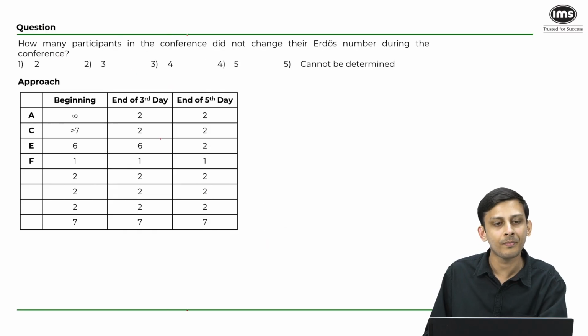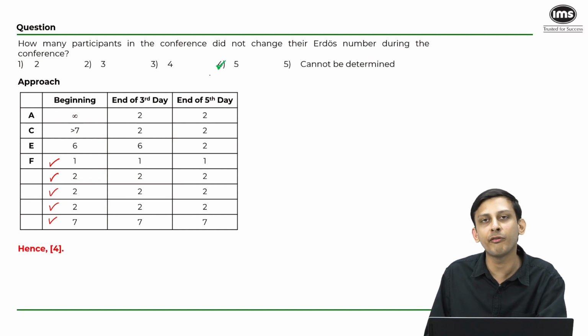If you look at this first question, how many participants in the conference did not change their Erdos number during the conference? We can clearly see F did not change his Erdos number, and similarly for these 4 other people. So a total of 5 people did not change their Erdos number. Only 3 people, A, C, and E, changed their Erdos number. And to answer this question, we did not even have to solve everything. We could have answered without even putting pen to paper in 2 minutes, just by thinking that A, C, and E are the only ones co-authoring a paper with F. And F anyway has the minimum, so F's Erdos number will not change. So only the Erdos numbers of A, C, and E will change, which means it will not change for the other 5 people. And therefore, we could have easily marked option 4 as the correct answer.